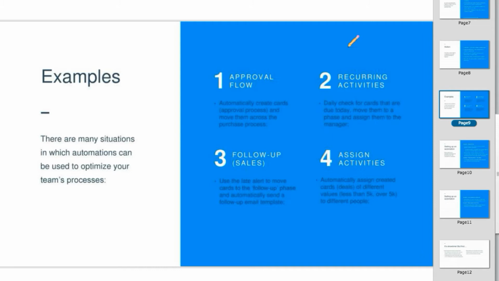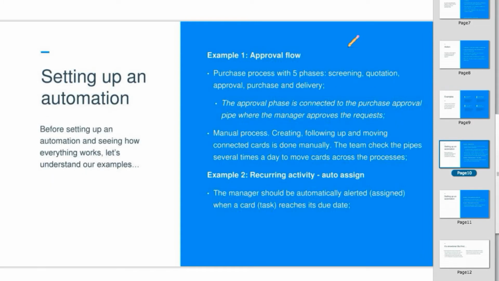And the fourth is to assign activities or assign cards. It's going to automatically assign created cards. In this case, they're going to be deals of different values. Deals under 5K will be assigned to a specific account manager, and deals over 5K will be assigned to a different manager.